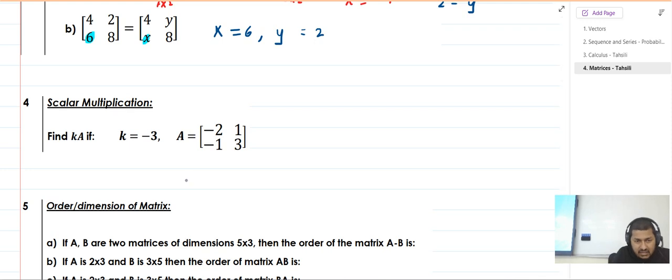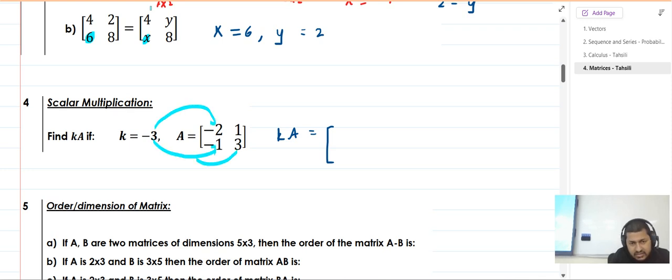Moving on to scalar multiplication. Find kA if k is -3 and A is equal to this 2 by 2 matrix. So kA will be equal to, you're taking -3 inside this matrix. You have to multiply -3 into every single element, because -3 is kind of like factored out. So -3 times -2 gives 6. -3 times 1 is -3. -3 times -1 is 3. -3 times 3 is -9. I hope you understood that.